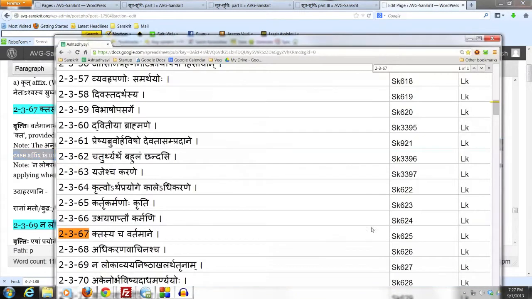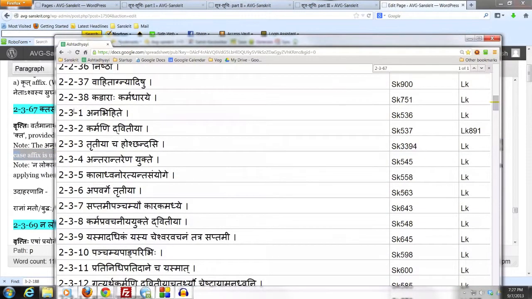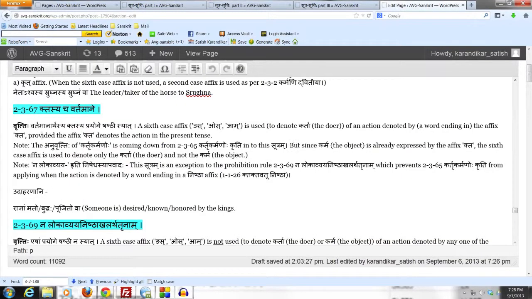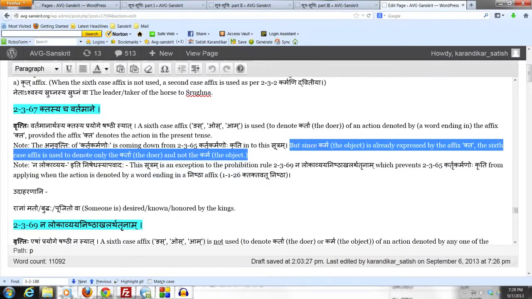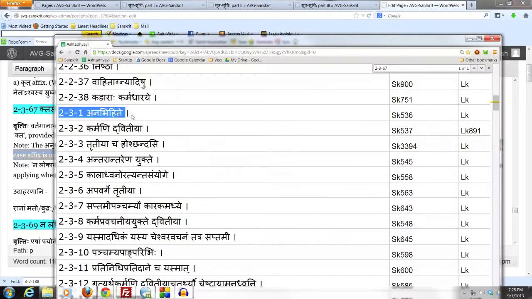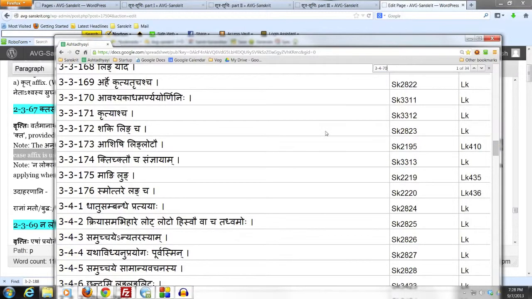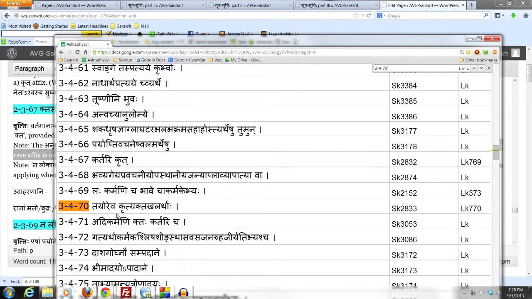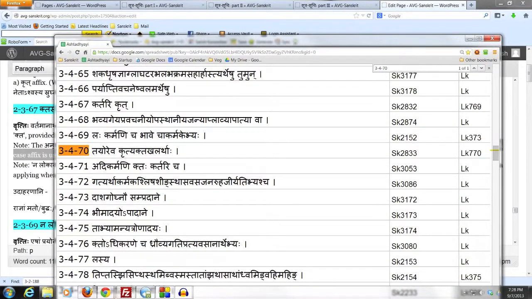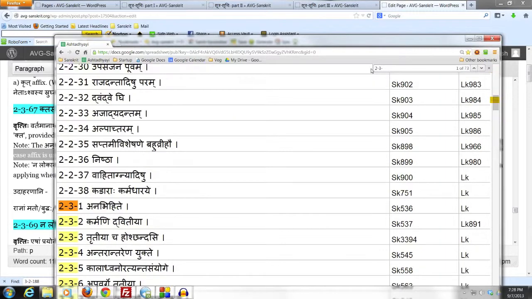We should never forget the adhikara of Anabhihite, which comes down from 2.3.1, and it influences this entire quarter, this third quarter of chapter 2 of the Ashtadhyayi. So if the object is already expressed by the affix kta, it becomes abhihitam, and then 2.3.67 cannot apply to that. We of course know that the affix kta is used in the sense of bhave or karmani, as per the sutram 3.4.70, tayoreva kritya ktakhalarthah. And hence the object is already expressed by the affix kta, therefore it cannot take the sixth case affix by this sutram 2.3.67. That is why we say that the sixth case affix is used to denote the agent of the action.